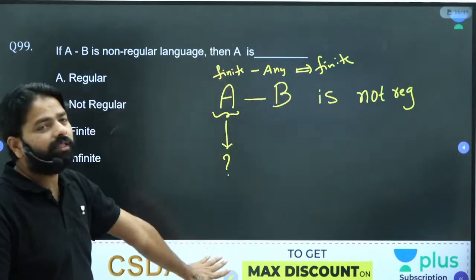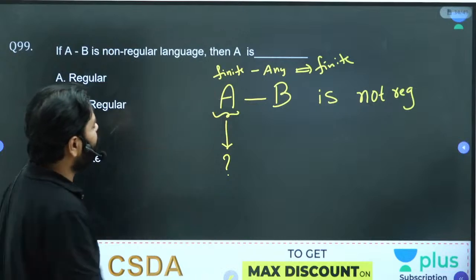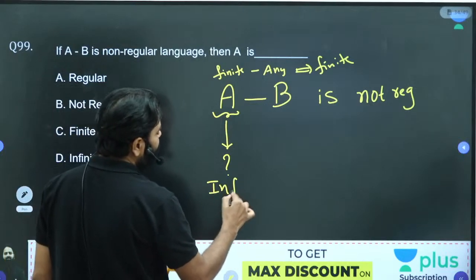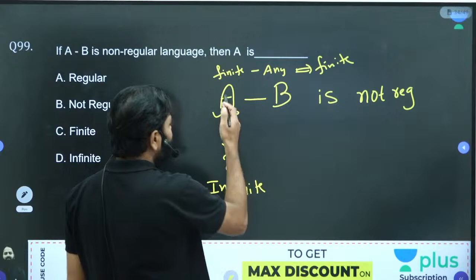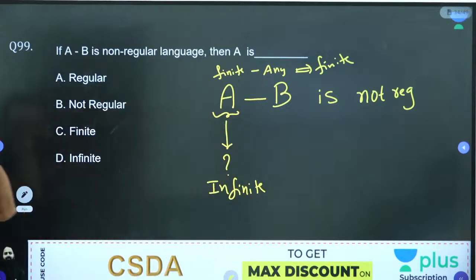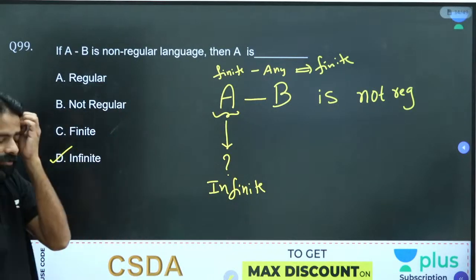Now you got the concept. This should be infinite only, but which infinite we are not sure. It may be regular infinite or non-regular infinite. So we can only conclude infinite. Very good question.